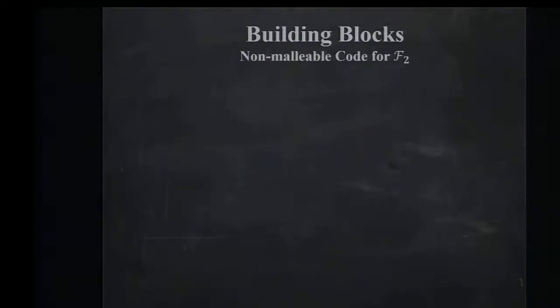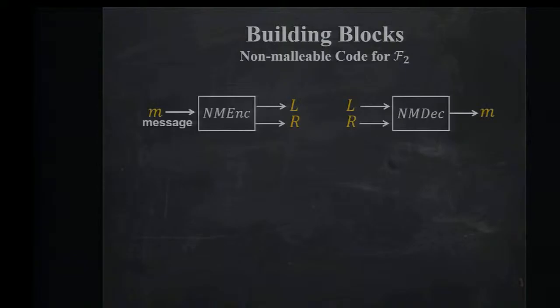Okay, then the other building block that we're going to use is a non-malleable code for the 2 split state model. Now, you know what a non-malleable code looks like. It takes a message and it comes up with 2 states L and R. So bear in mind that this is the 2 split state model, so the adversary that's tampering L has no clue about R and vice versa.